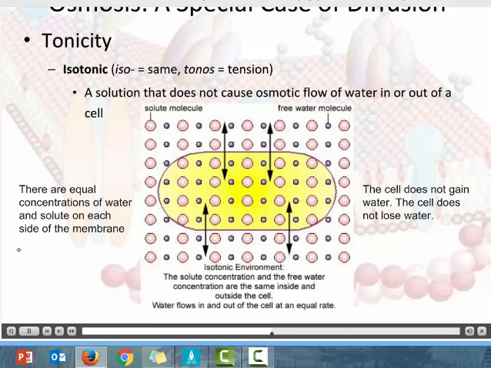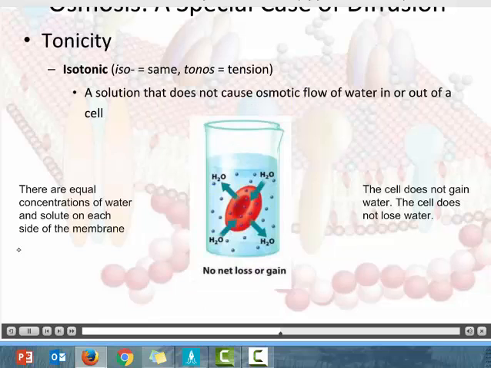An isotonic solution is a solution that does not cause water to flow in or out of the cell. This means we have equal concentrations of solute on either side of the membrane. So our cell is not gaining water and our cell is not losing water, because we have equal concentrations of solute on either side of the membrane.